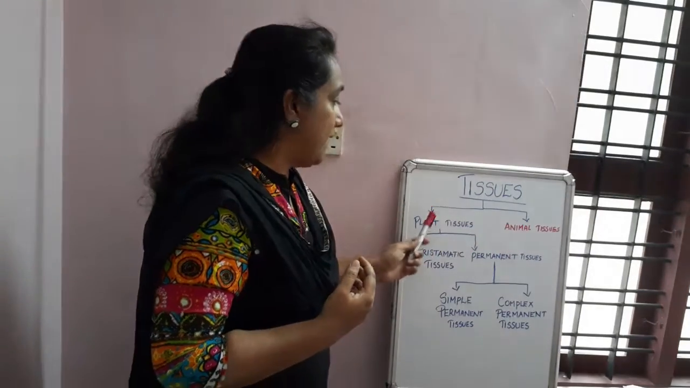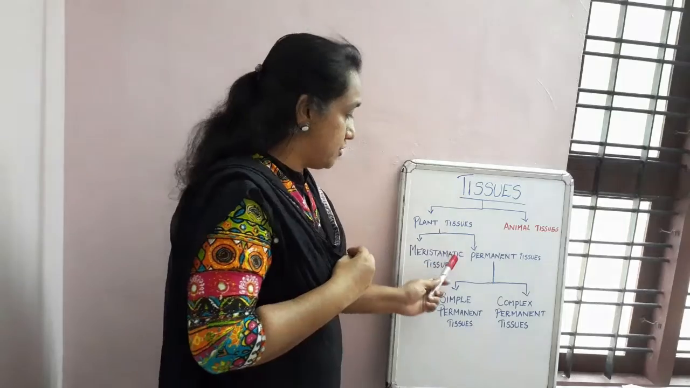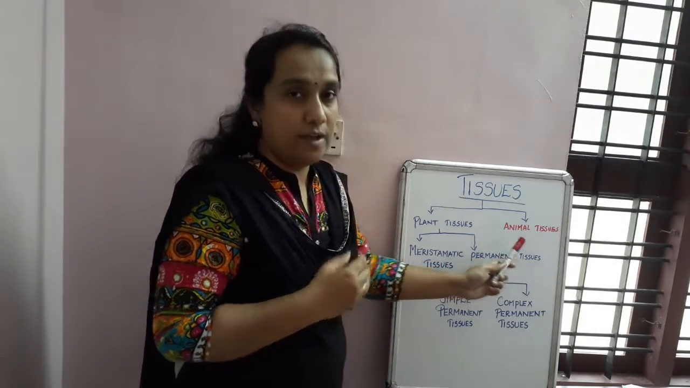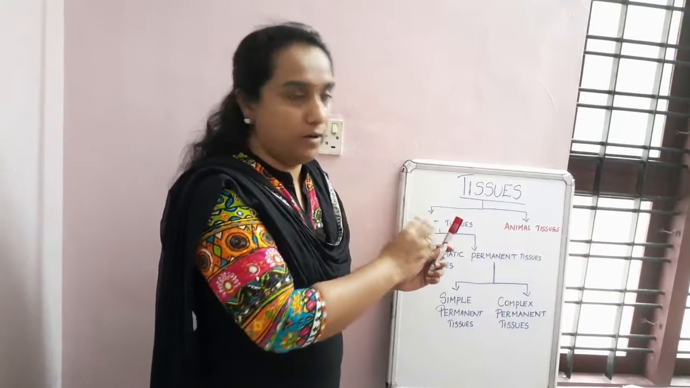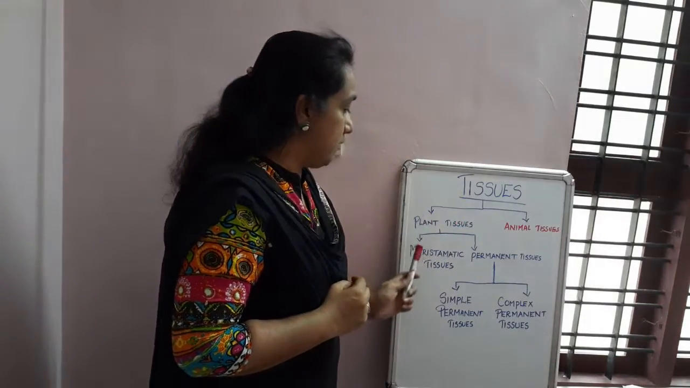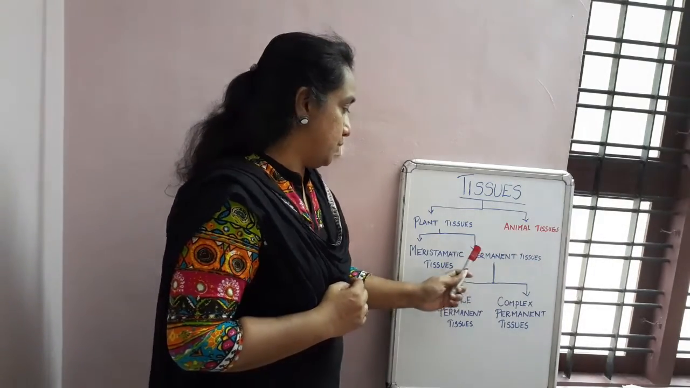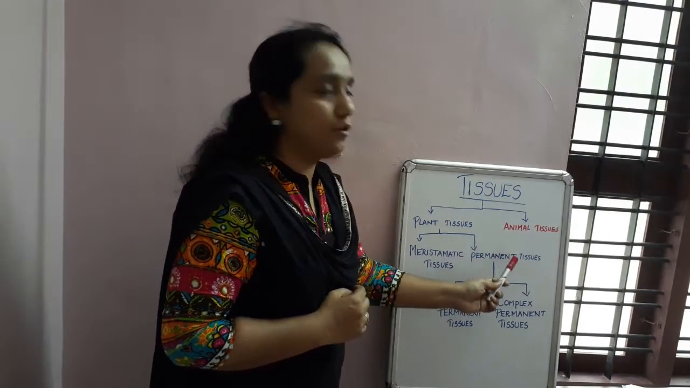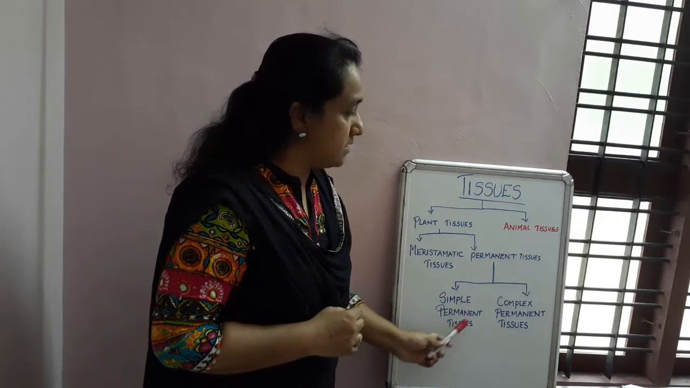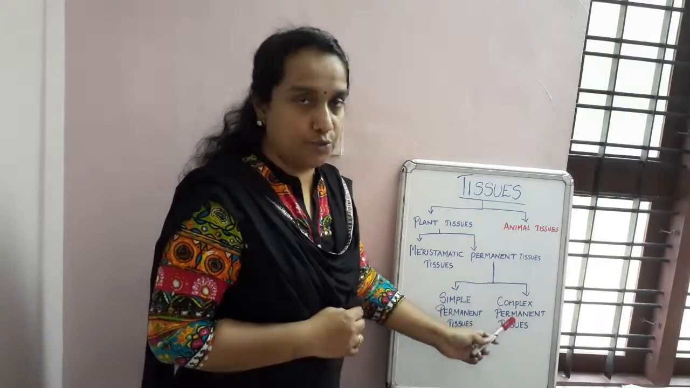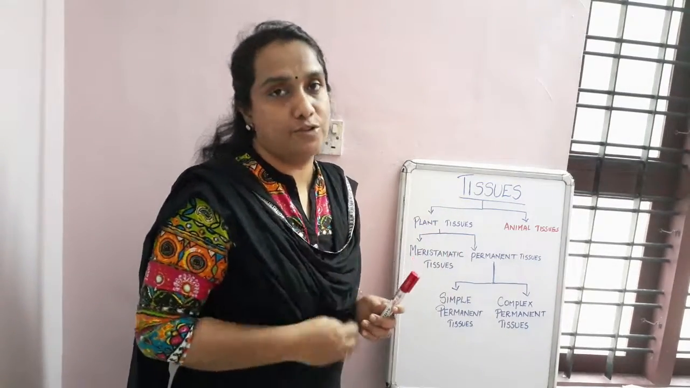Again, plant tissues are divided into two: meristematic tissue and permanent tissue. First, we will see the classification and then discuss one by one. Plant tissues are divided into meristematic tissues and permanent tissues. The permanent tissues again divide into simple permanent tissue and complex permanent tissue. One by one, we will see the different types of plant tissues.